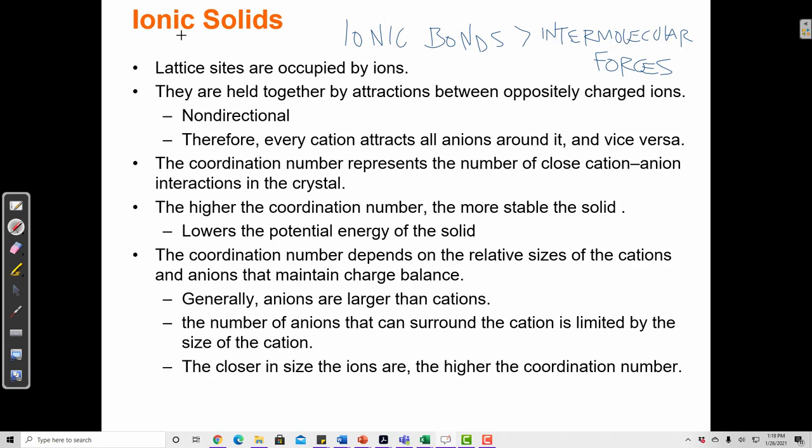An ionic solid is like salt, like sodium chloride, table salt, where the particles are ions. A molecular solid is like water. The melting point of sodium chloride is about 800 degrees Celsius. The melting point of H2O is 0 degrees Celsius. So that's a measurement of the strength of the forces holding those particles together in a solid.